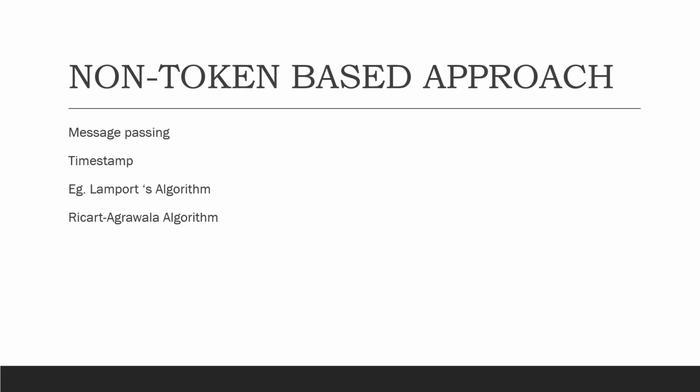Next is the non-token-based approach. Here, a site communicates with other sites in order to determine which site should execute the critical section next. This requires an exchange of two or more successive rounds of messages among sites. So with the help of message passing only, we are allowing any site to enter into the critical section. This approach uses timestamps instead of sequence numbers to order requests for the critical section. Whenever a site makes a request for the critical section, it gets a timestamp. The timestamp is also used to resolve any conflict between critical section requests.